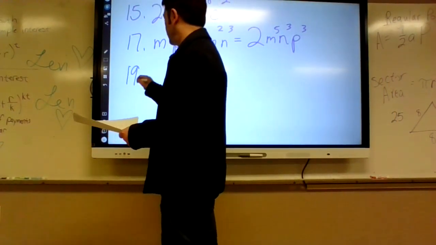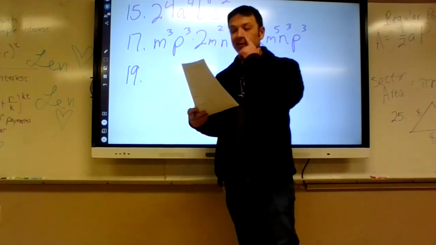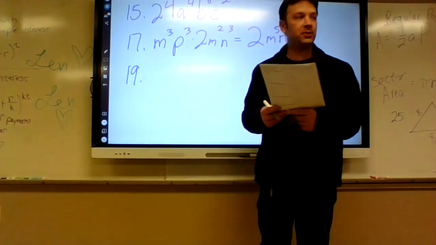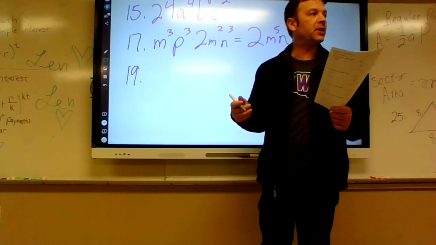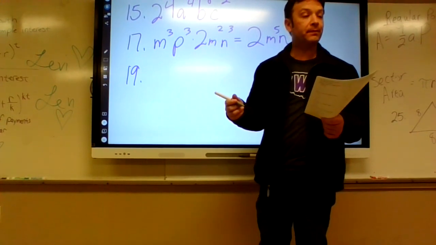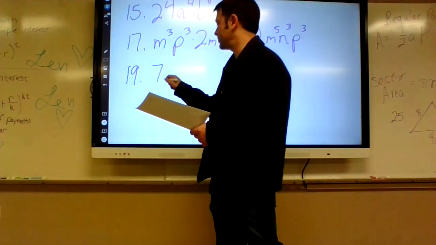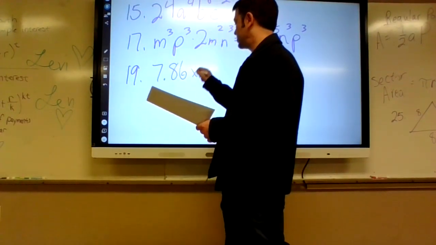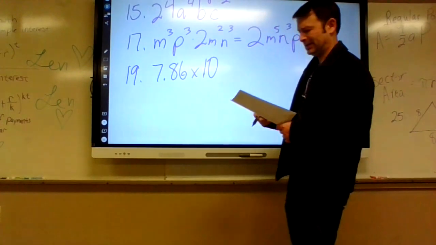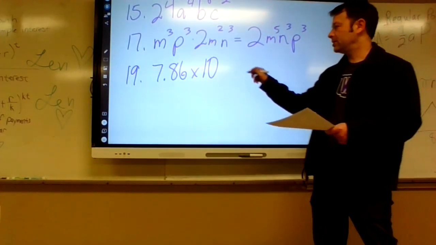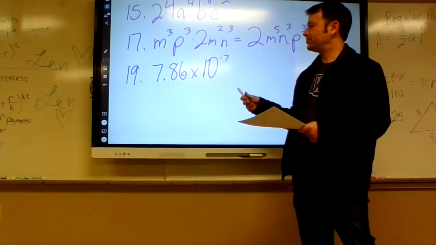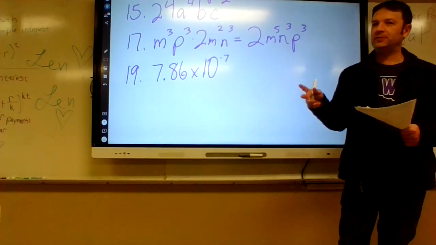Willow, do you remember how to write in scientific notation? How does it start for number 1? You move to the right, so you get 7.86. Right, the decimal needs to be after the 7. And we always put 10. And then it'd be -7, right? How do we know if the exponent is negative or positive?